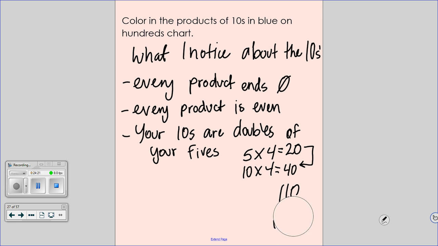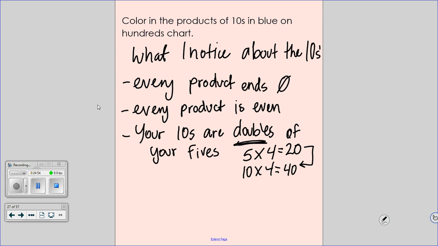Piper, what did you notice? I noticed that if you skip count by 5s, then in the skip counting process, there's always the 10s. Yes, and it's every second one. You know how I know? Because 5s are doubles. Ready? 5, 10, 15, 20, 25, 30. Every second number is a 10.